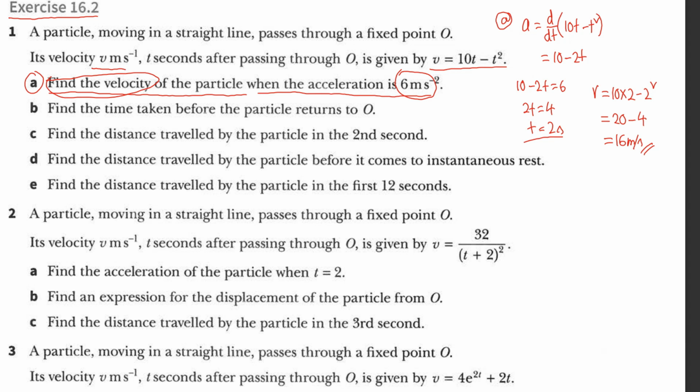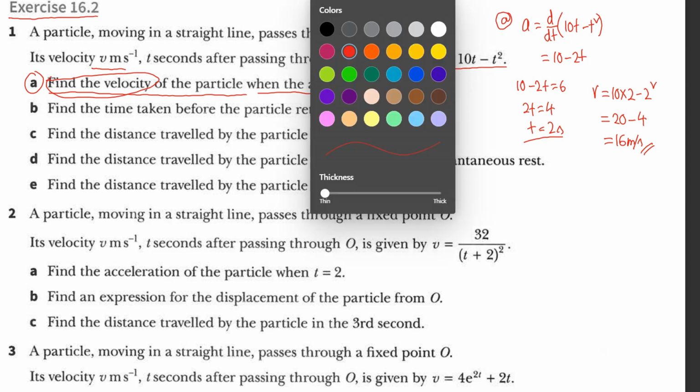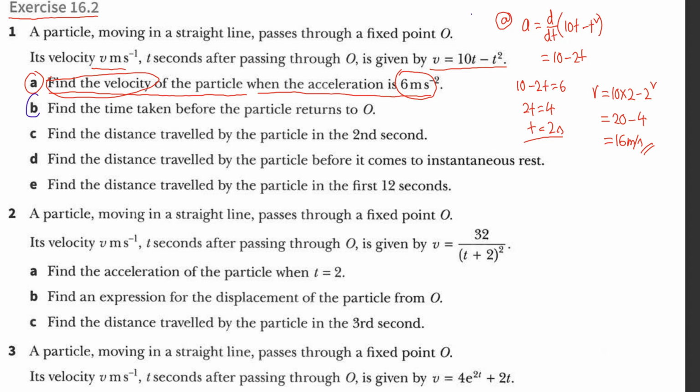Then the second part of the question. I'm going to use a different color for this one. Part B: find the time taken before the particle returns to O. If the question says return to O, we have to use the displacement. It means that when the particle returns to O, we need to consider displacement 0, and find the time for displacement 0.